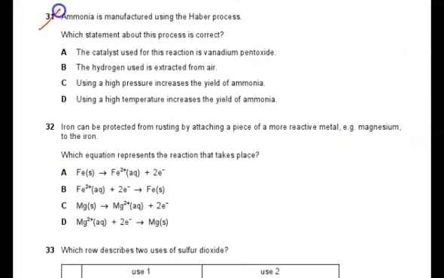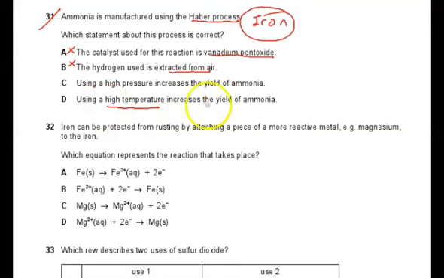Okay, now we move on with 31. Ammonia is manufactured using the Haber process. Which statement about this process is correct? The catalyst used for this reaction is vanadium pentoxide. No, for the Haber process, the catalyst is iron. So A is wrong. B, the hydrogen used is extracted from air. So it is wrong. It is extracted from an alkane process. Remember, the Haber process is exothermic. So using a high temperature will reduce the yield of ammonia. So this one cannot. So the best answer here will be C.